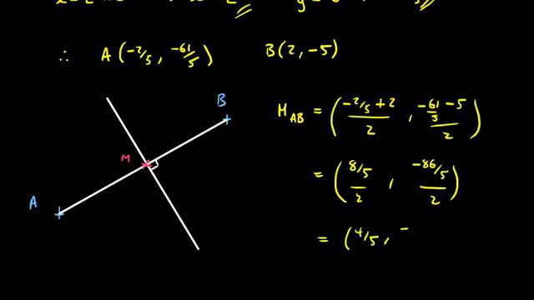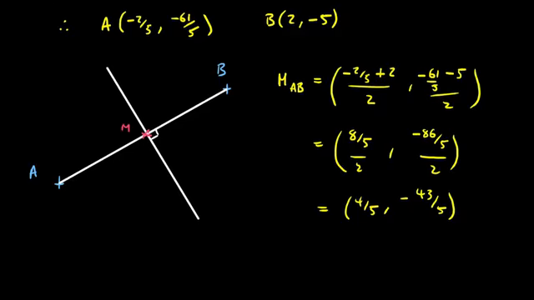And that will be minus 43/5. Just to clarify what I've done there, 8 divided by 2 is 4, and minus 86 divided by 2 is minus 43. Now, having done that, what we want to do is find the gradient of AB next. How do we find the gradient of a line?